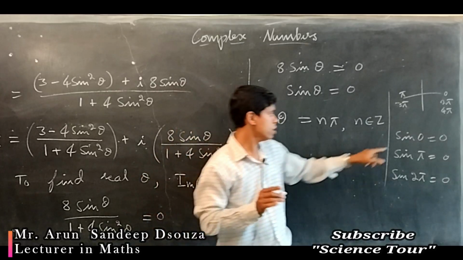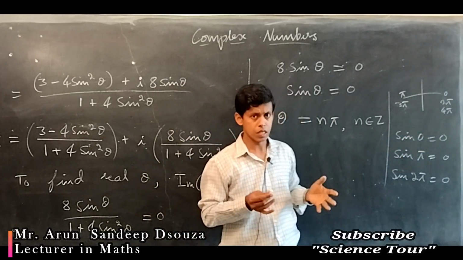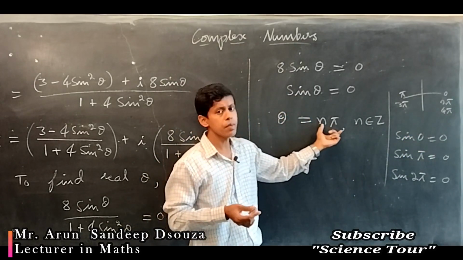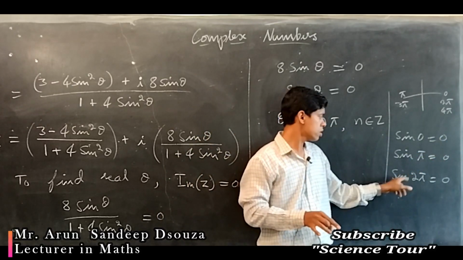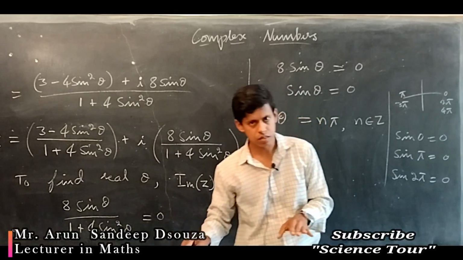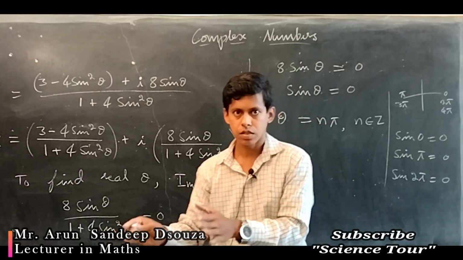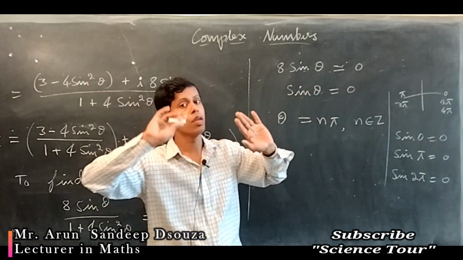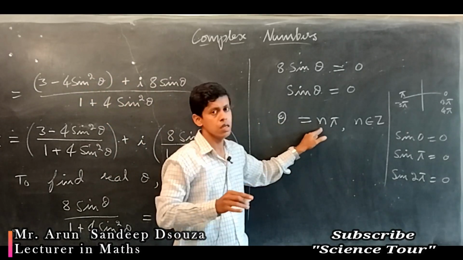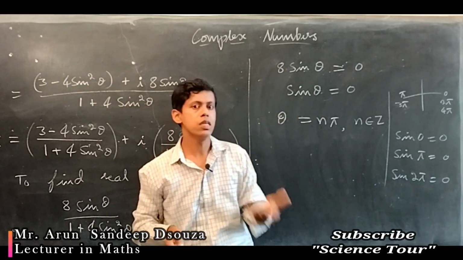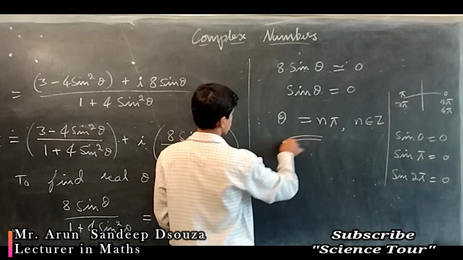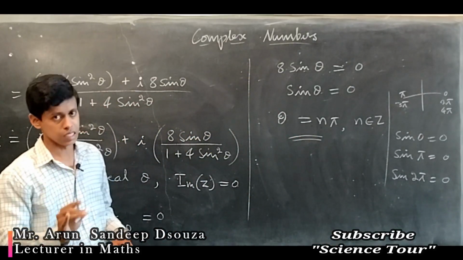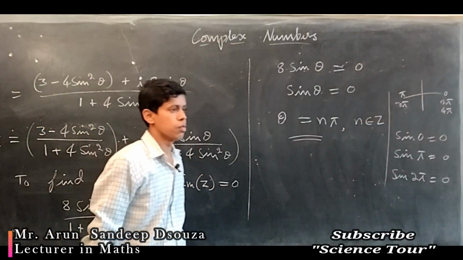In particular, sin 0 is 0. In general, you can write n pi. In particular, sin pi is also 0. In particular, sin 2 pi is also 0. These are particular cases, separate cases. What we say in general in one word is n pi. So that is a general solution actually. Okay, so that's the value of real theta in this particular question.